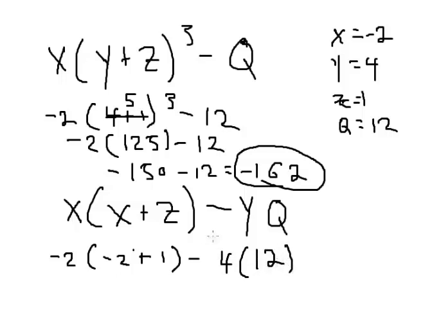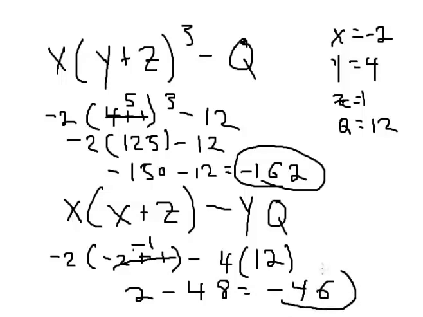So again, what do we do first? We do the parentheses. -2 plus 1 becomes -1. There are no exponents here, so now we can just do the multiplication. -2 times -1, a double negative, becomes +2, minus 4 times 12, which is 48. And so it's 2 minus 48, which becomes -46. Okay, now a number that is next to a variable, let me just clear the board over here.